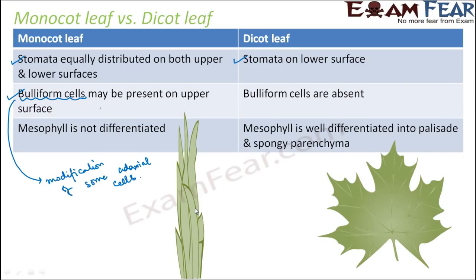But the concept of bulliform cells is not present in a dicot leaf. In a dicot leaf, there is no such modification. Mesophyll is not at all differentiated in a monocot leaf. As we saw, the entire mesophyll is just parenchyma cells, whereas in a dicot leaf, the mesophyll is well differentiated into palisade and spongy parenchyma.